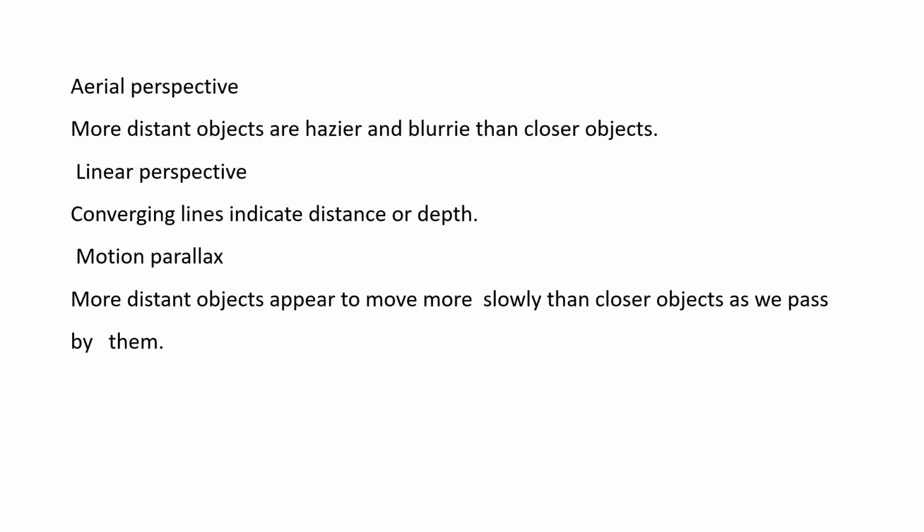Linear perspective: converging lines indicate distance. Motion parallax: more distant objects appear to move more slowly than closer objects as we pass by them.